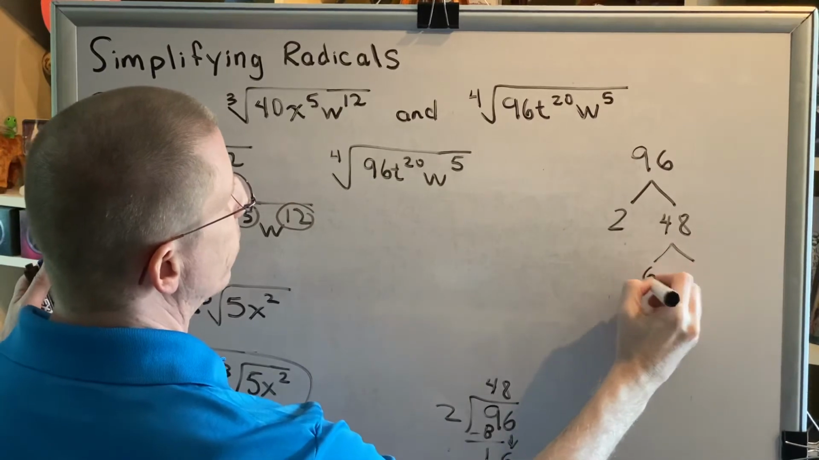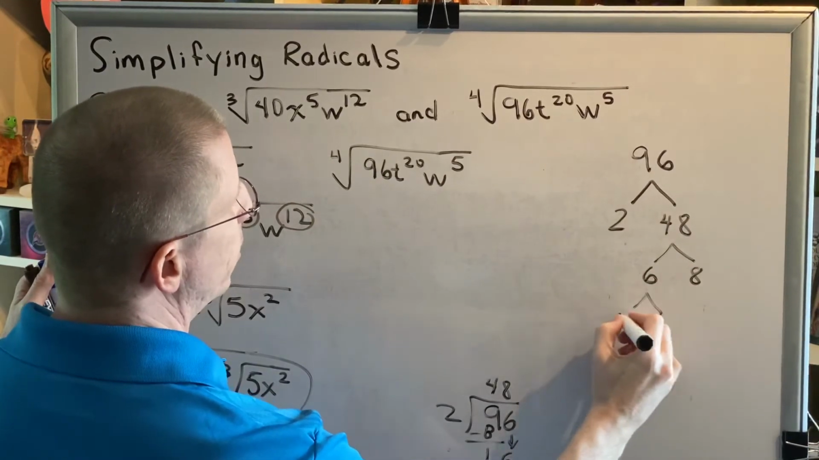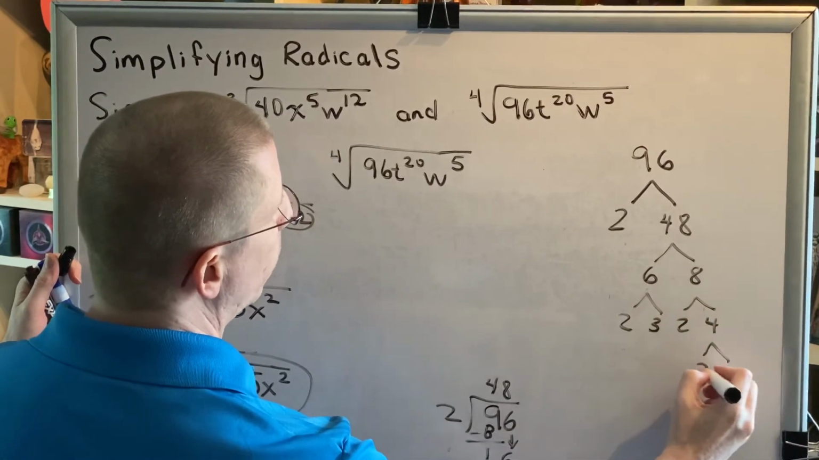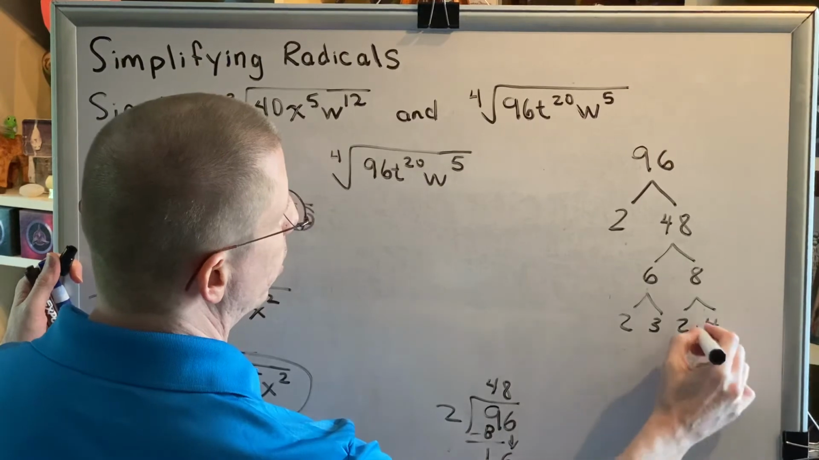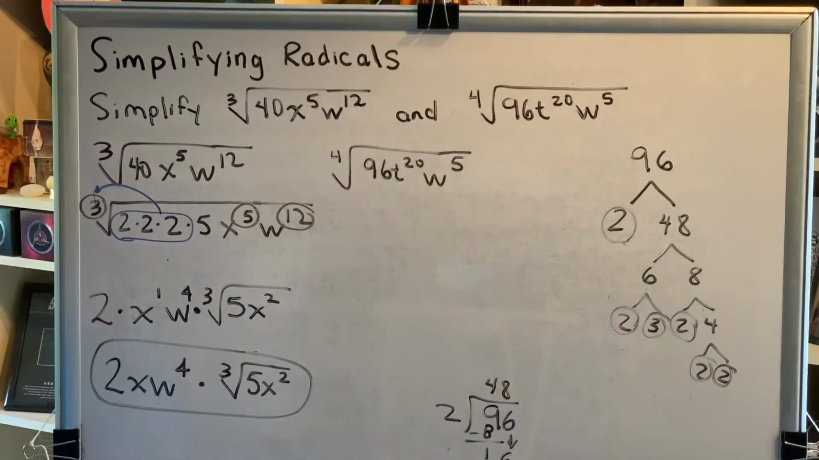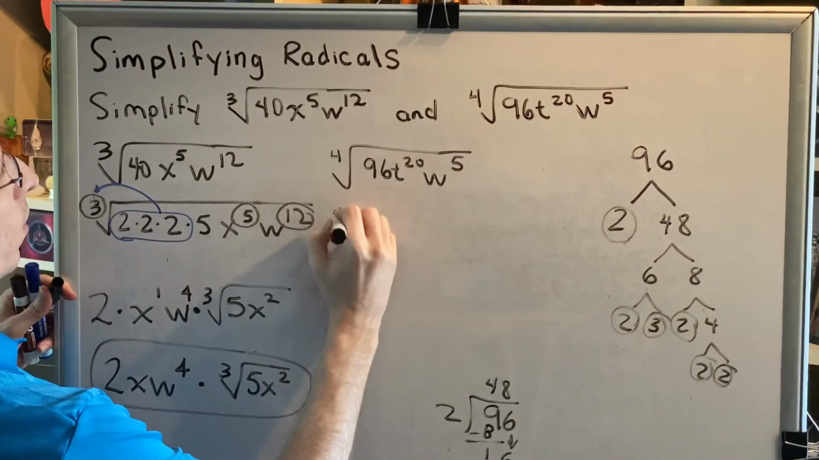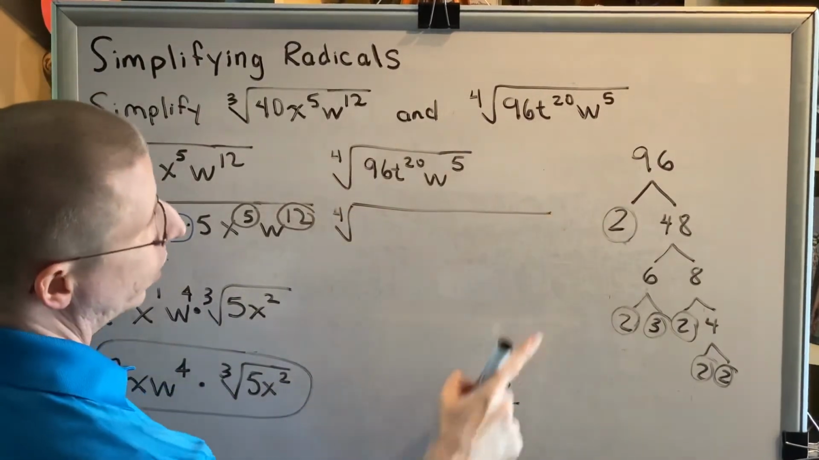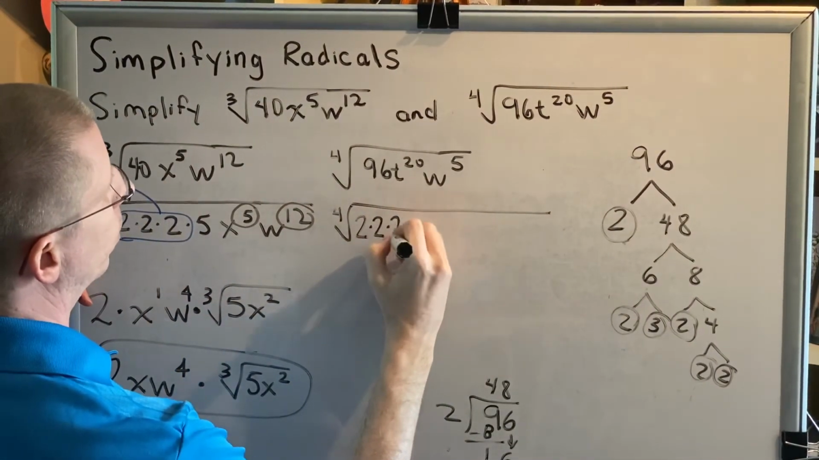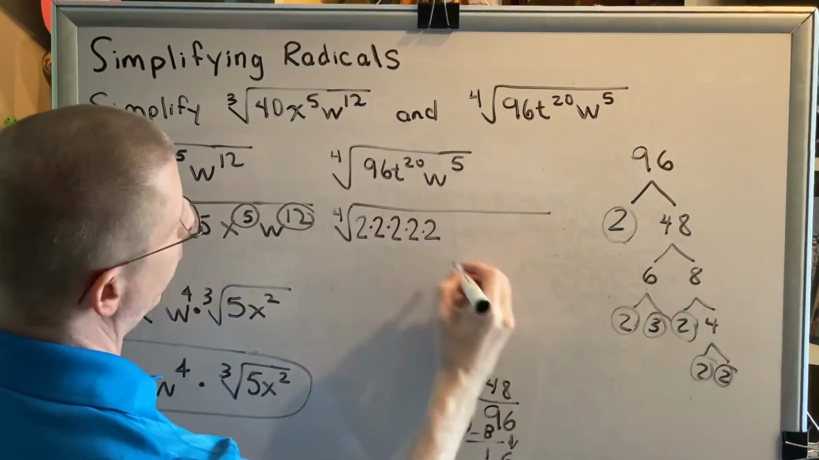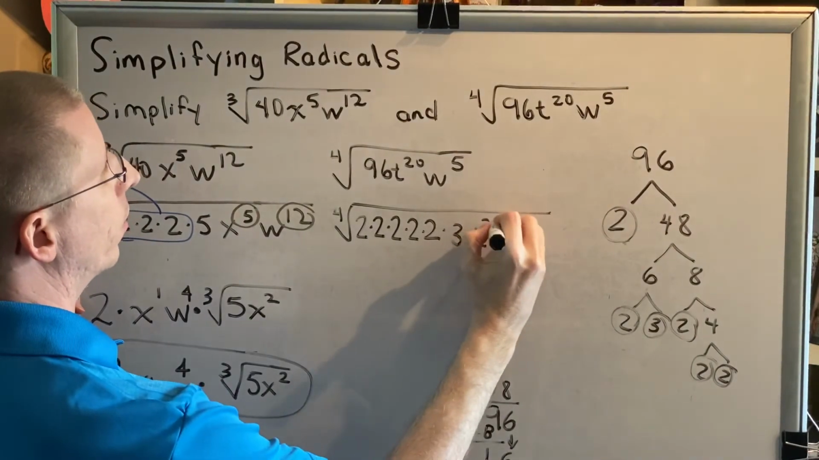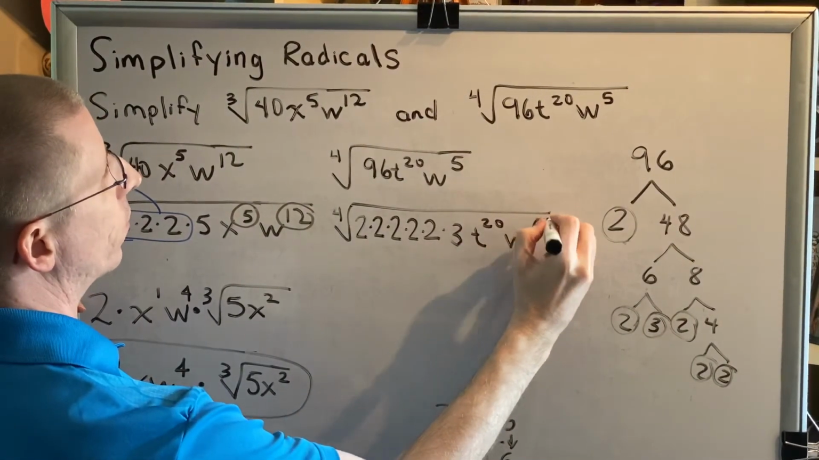48 can be written as 6 times 8. 6 can be written as 2 times 3, 8 can be written as 2 times 4, 4 can be written as 2 times 2. So here are all of my circled prime leaves. Don't forget this 2 up here, it's easy to overlook. So this is going to be rewritten as the fourth root of 2, 2, 2, 2, 2. I got 5 2's, a 3, and that's it. And then I've got my t to the 20th, w to the 5th power.